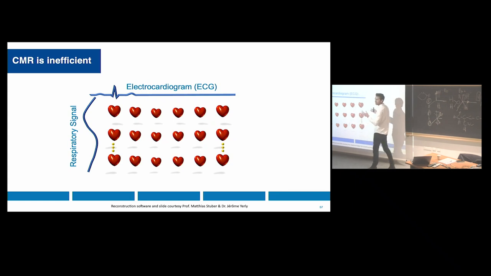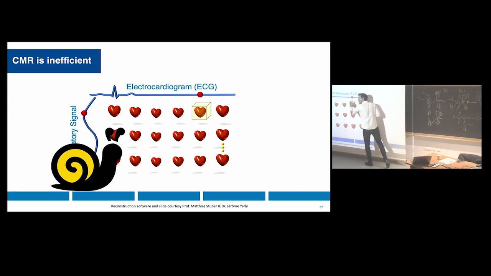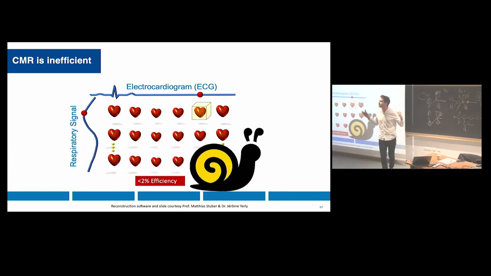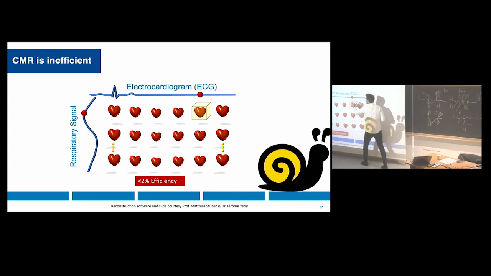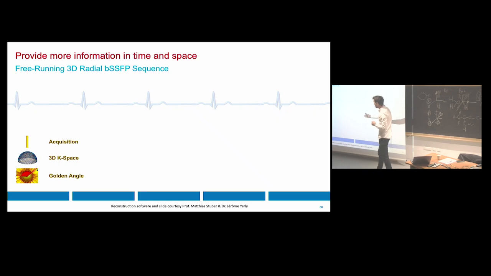So if you look at this two-dimensional space, you realize that we are just exploiting a tiny part of the ECG examination, mid-diastole and end expiration. But we have missed a lot of information here. This makes CMR, cardiac MRI, extremely slow. Actually, we exploit less than 2% of the time spent by the patient in the MRI.